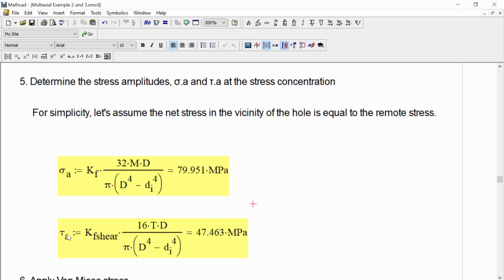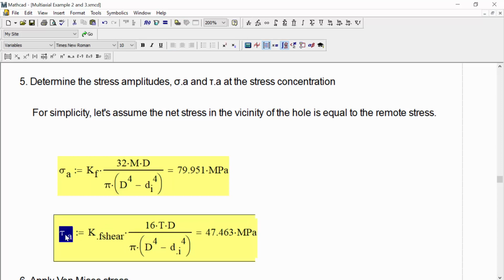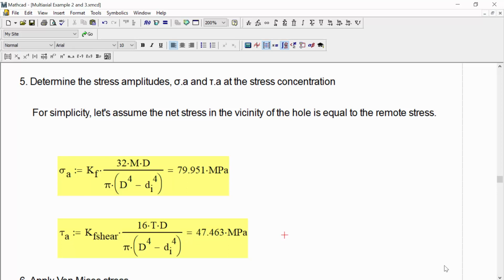Now let's do the calculation for the shear stress amplitude, which is going to be Kf shear times the shear stress that would develop due to torsion, which is 16 times torque times the outer diameter divided by pi times outer diameter to the power 4 minus inner diameter to the power 4, which gives us a shear stress amplitude of 47 megapascal.